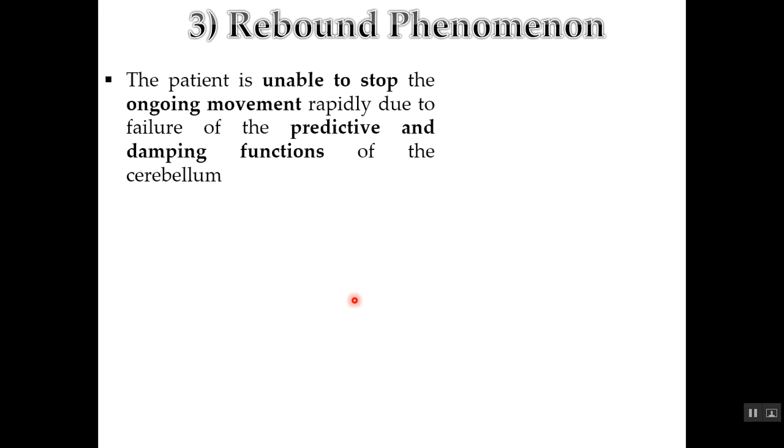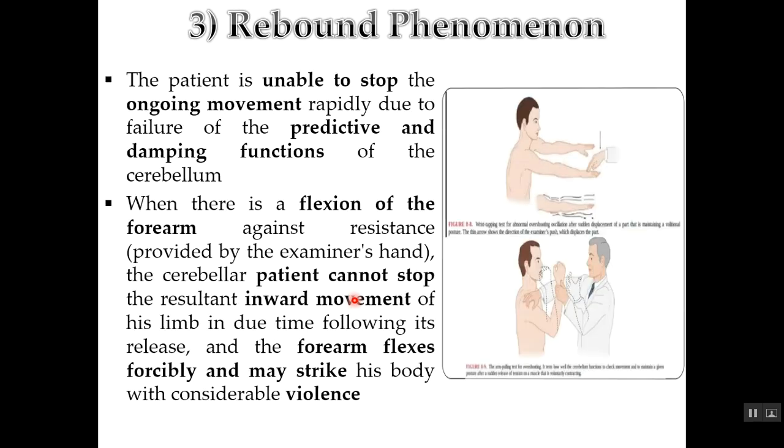What about rebound phenomena? Look at this diagram. This is a rebound phenomenon. You ask the patient to flex his forearm against resistance. This resistance is made by the examiner's hand, and then suddenly the examiner will release the resistance. So the forearm of the patient may strike the face of the patient because he has no damping or stopping function.